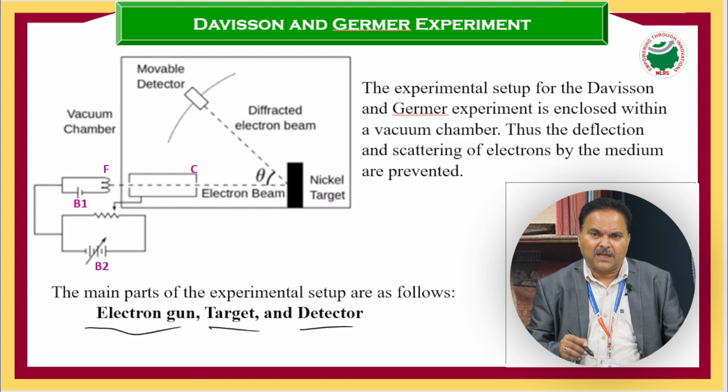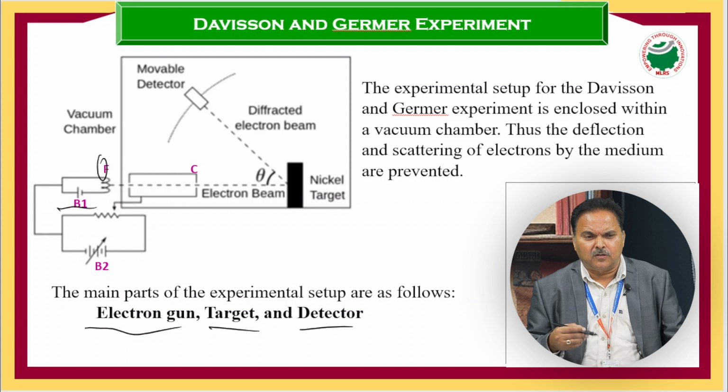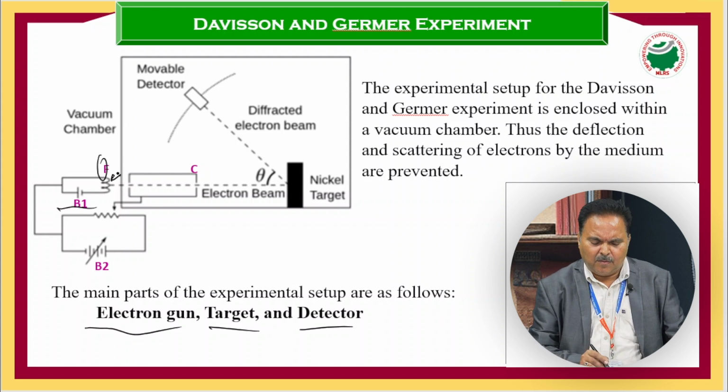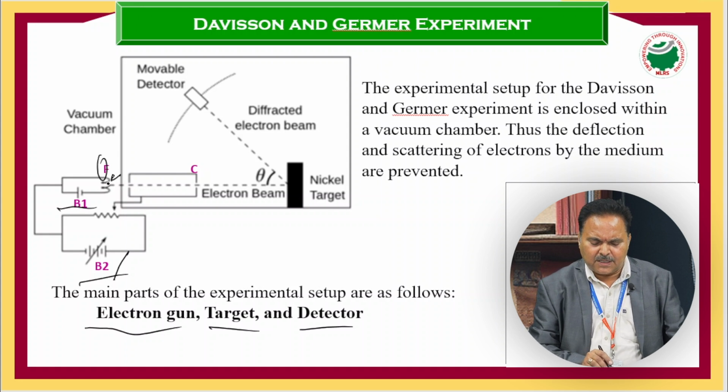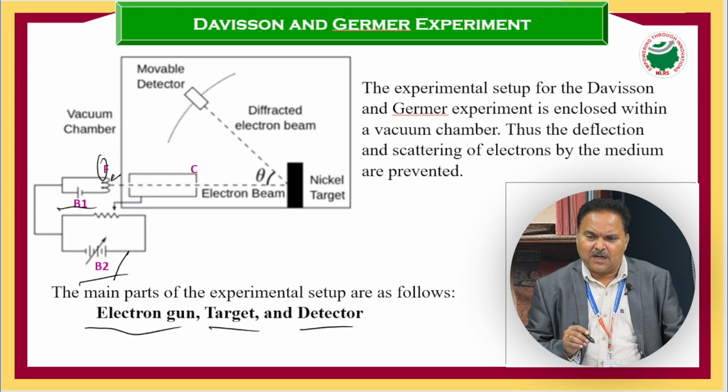The electron gun contains a tungsten filament. If you heat it with a small voltage, the filament heats up, and according to thermionic emission, electrons will be ejected. These electrons move in that direction. Then a high potential difference is applied here, so the electrons gain more kinetic energy and their speed increases. So the beam of electrons comes out.